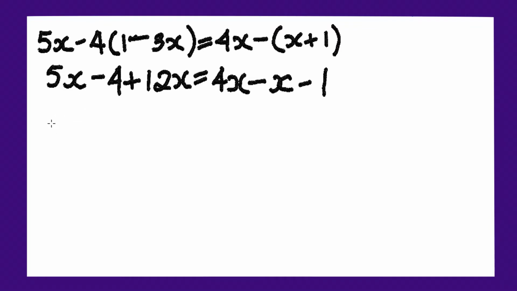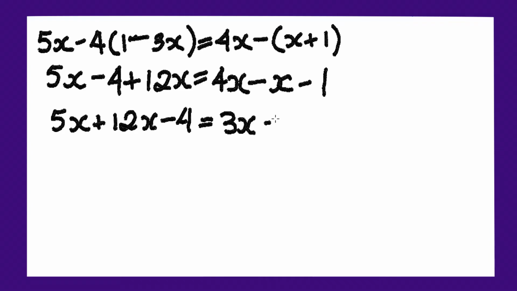Great. So in our next step, we are going to group our like terms on the left-hand side. So we have 5x plus 12x minus 4 is equal to, and we're going to simplify this one time, 4x minus x gives us 3x minus 1. And then we're going to simplify the 5x plus 12x on this side. 5x plus 12x is 17x minus 4 is equal to 3x minus 1.